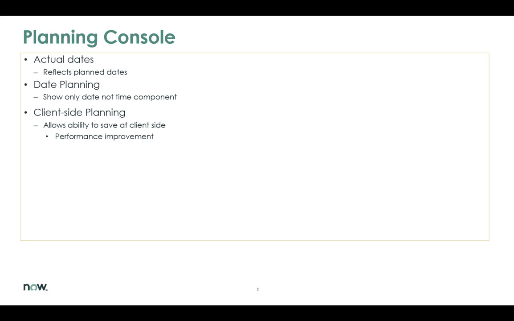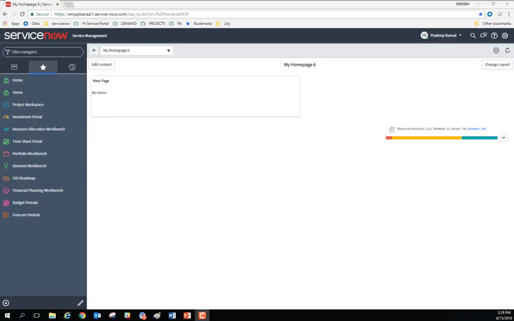The other new feature in the planning console for London is client-side planning. This allows the user to make changes on their end, and when ready, to click on a Save button, versus having the system save to the server with every revision. This has greatly improved the performance and responsiveness of the planning console. Let's take a look at the first change for London, the plan and actual task date changes.